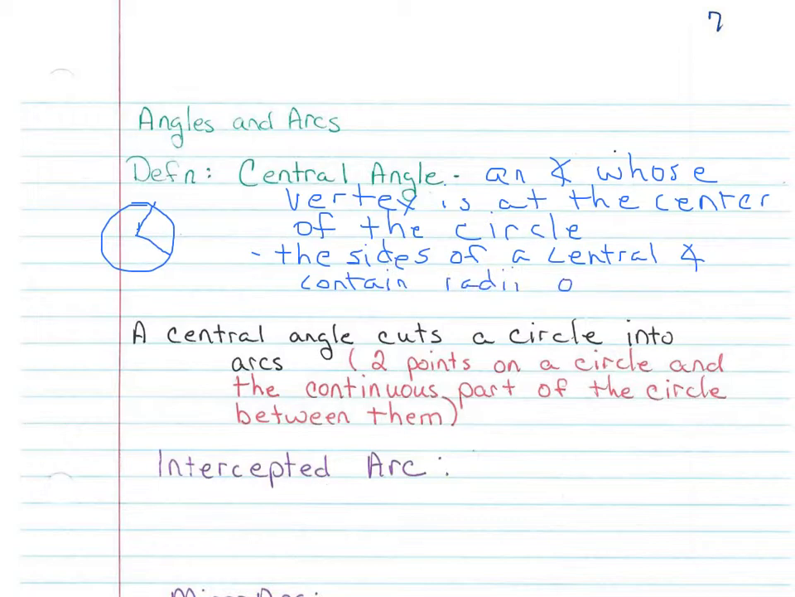Does that say central? Mm-hmm. Okay, I thought that said lateral. The sides of a central angle contain radii of the circle. Now, a central angle cuts a circle into arcs. An arc is two points on a circle and the continuous part of the circle between them. If we look at this little circle that I drew, the arc between the sides of the central angle would be right here. That's the arc.